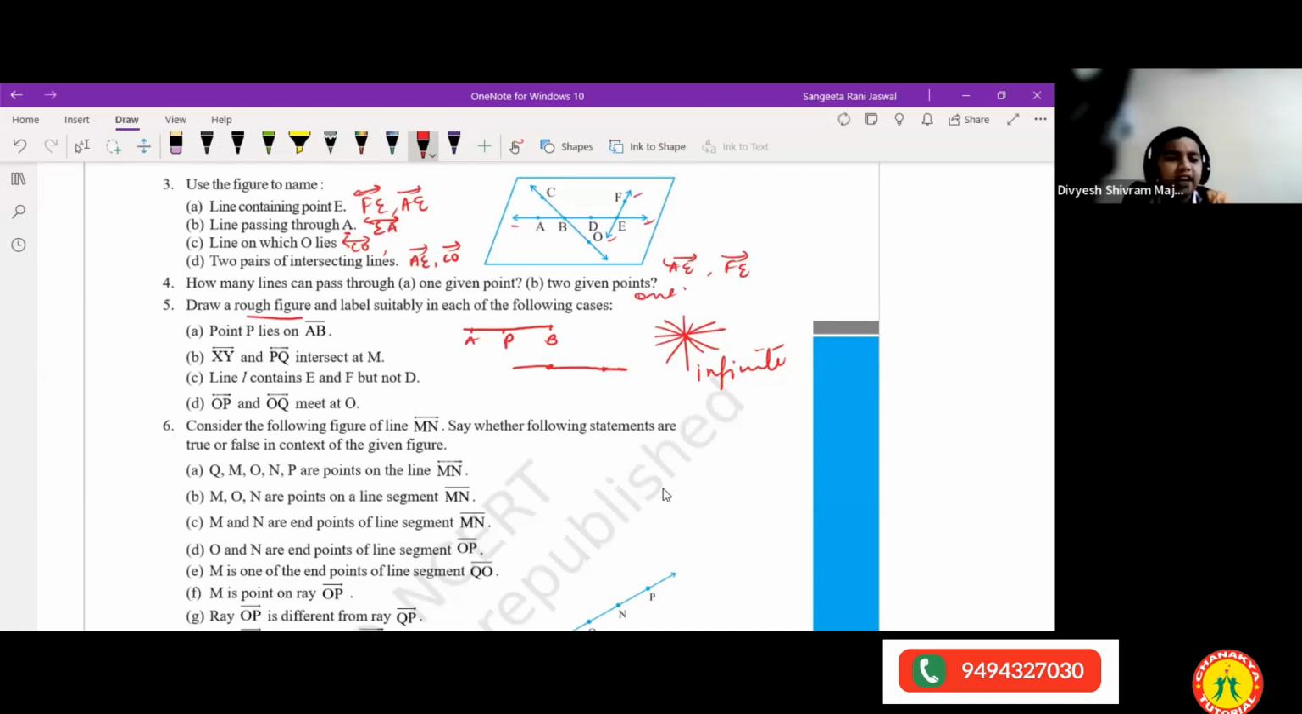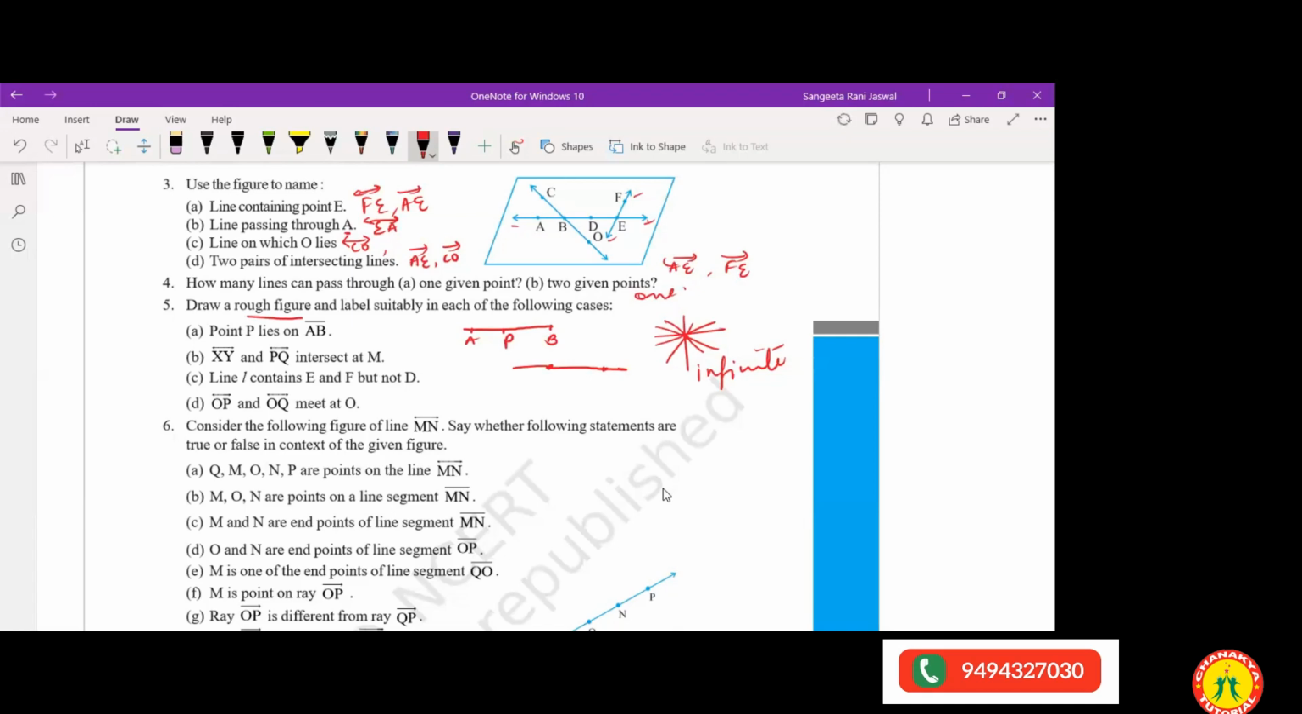Ma'am, should we make one line containing all the four things or four different lines? Different. It's nothing written. All have to make. Okay. If you make all in one, you won't be able to make out anything. You will mess up your figure. So make different.